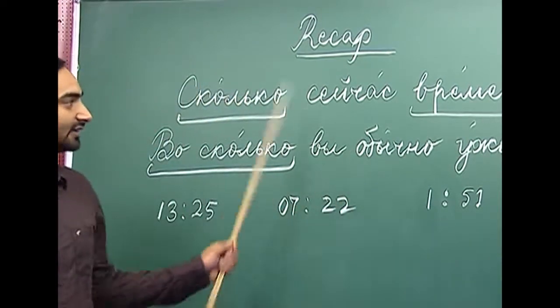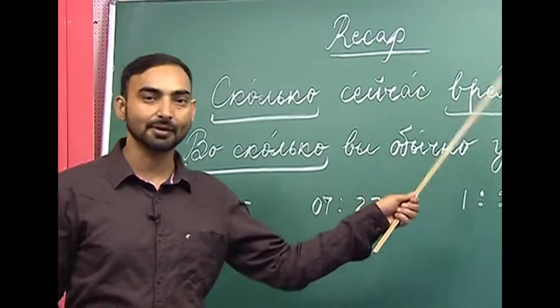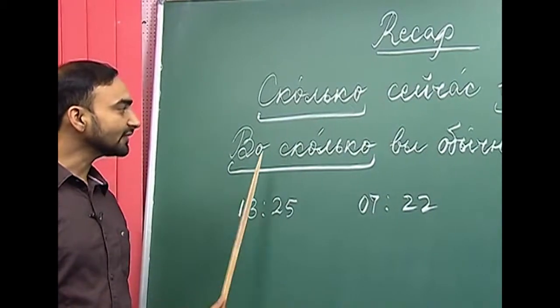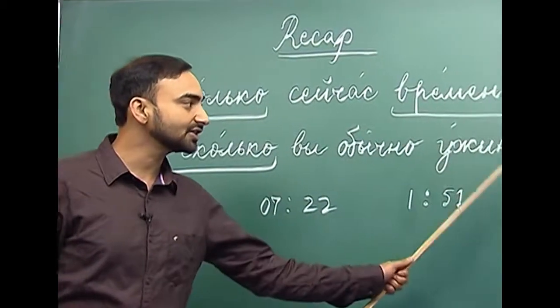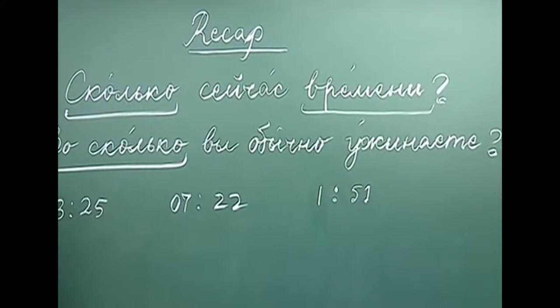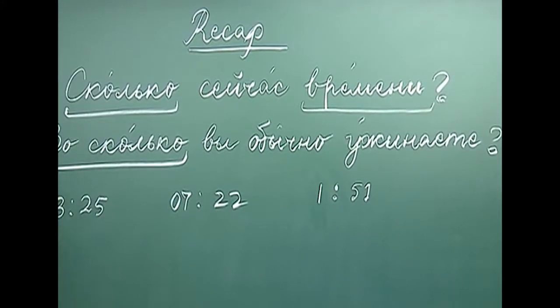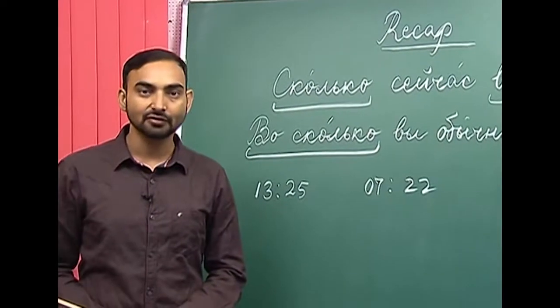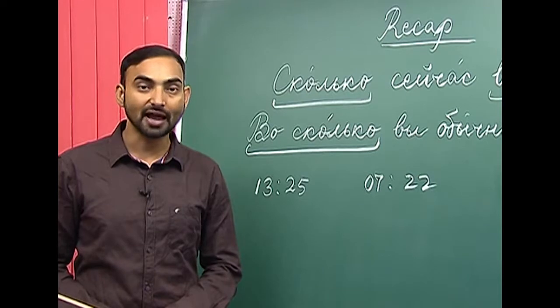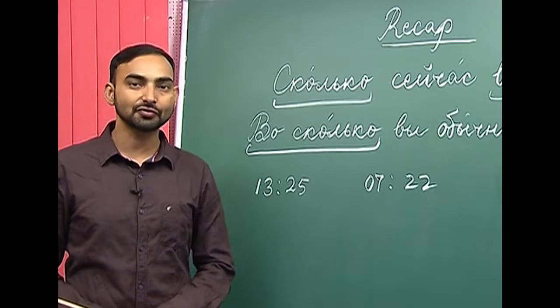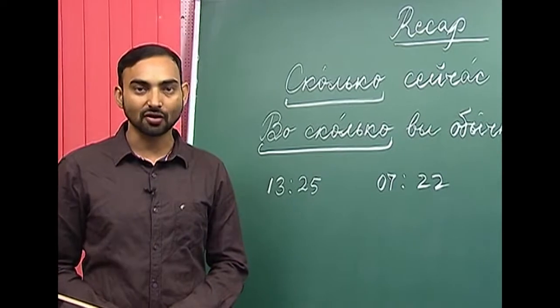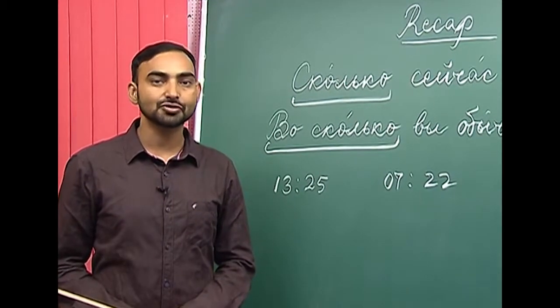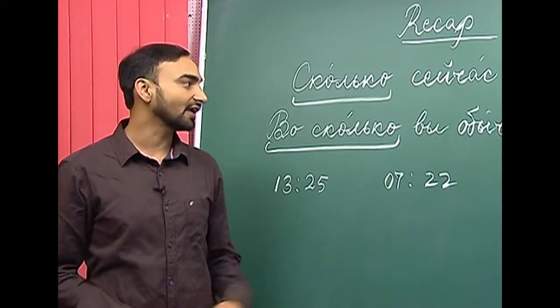So, this is how we answer this question сколько сейчас времени. If you want to say во сколько вы обычно ужинаете, if you want to answer this question we will use the preposition в and then time. So, for example, if you want to say I have my dinner at 9 o'clock, how will you say that? Я обычно ужинаю в 9 часов. В and 9 часов. If you want to say that I have my dinner at 10 o'clock, how will you say? Я обычно ужинаю в 10 часов. So, this is how we answer these questions.